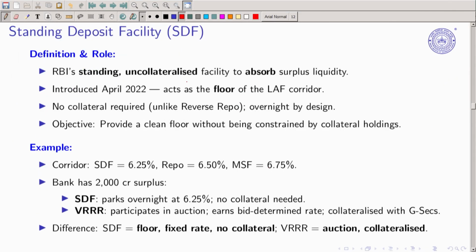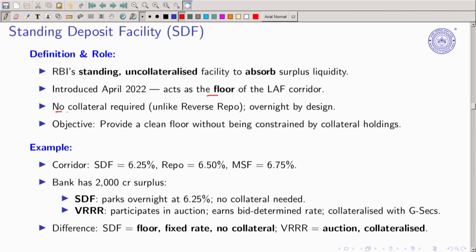standing deposit facility that here we have. So, standing deposit facility here, or sometimes it is called a special deposit facility also, but standing deposit facility is the proper definition. So, here RBI has a standing uncollateralized facility to absorb surplus liquidity. If the banks are having excess money, then they can park it. It was introduced in 2002 and since then it has been working as the floor.